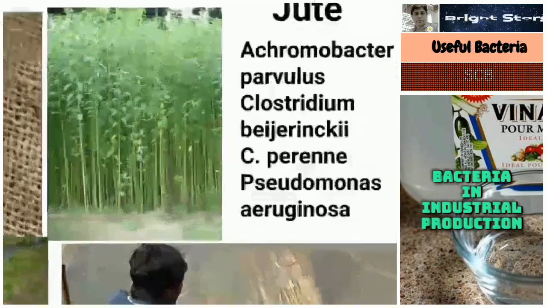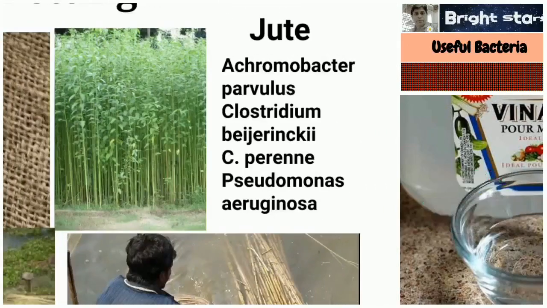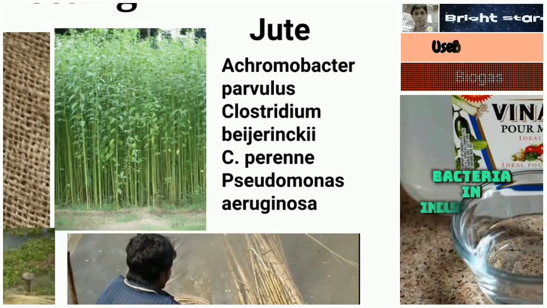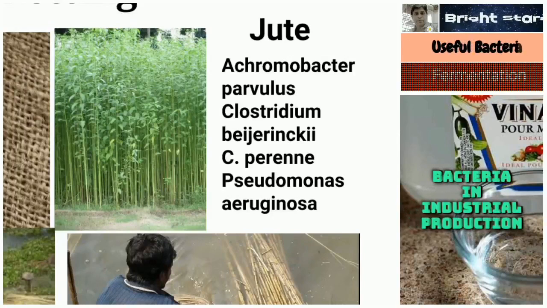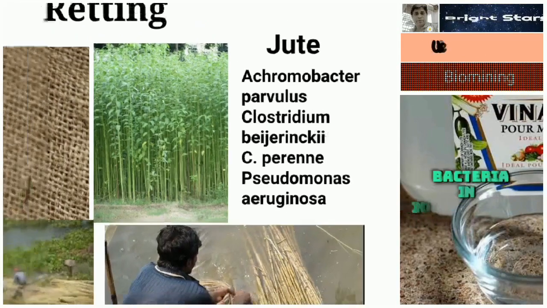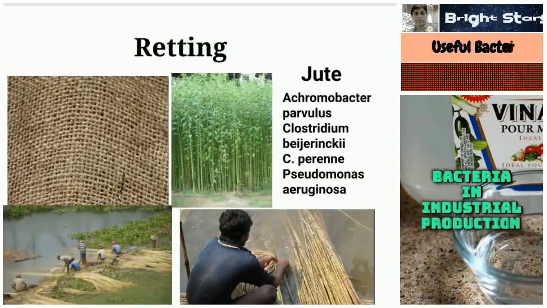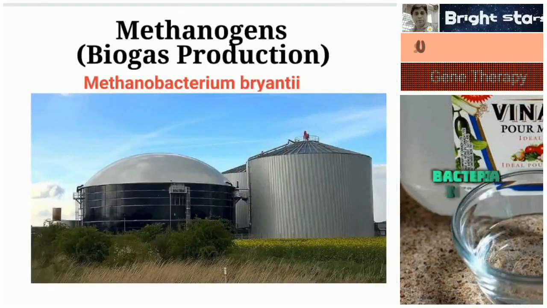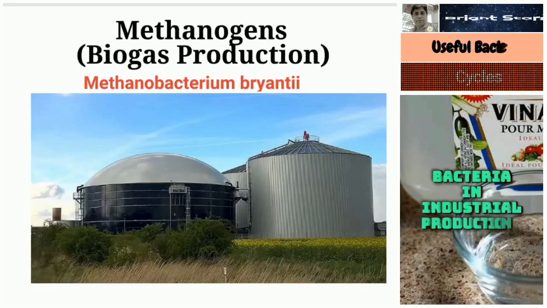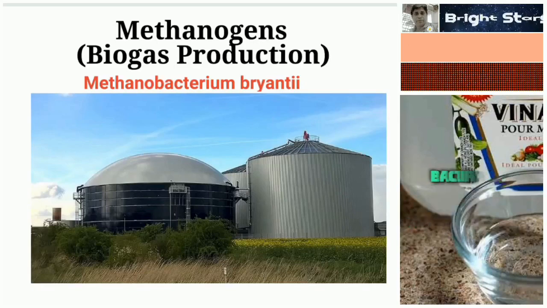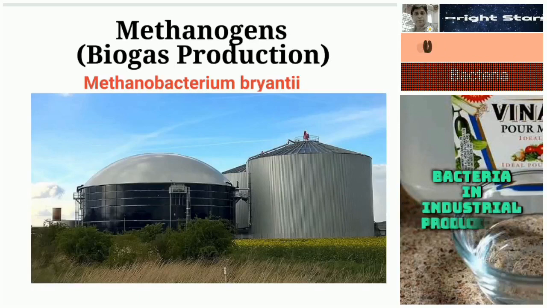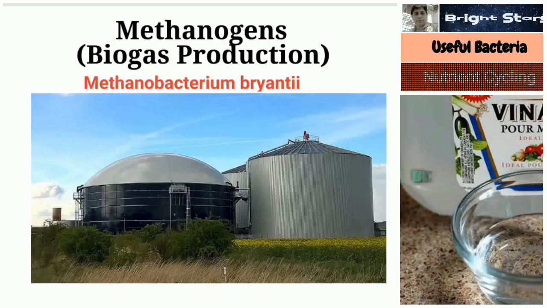For example, different kinds of bacteria like Achromobacter, Clostridium, and Pseudomonas aeruginosa are responsible for retting and production of jute. Methanogens are methane gas producing bacteria used in biogas production. Methanobacterium bryantii is present in gobar gas to produce methane.